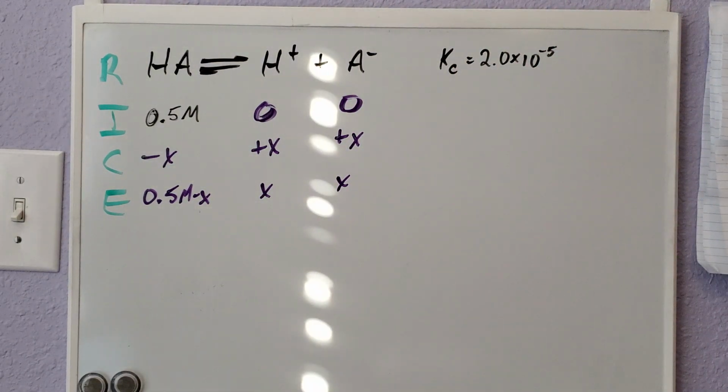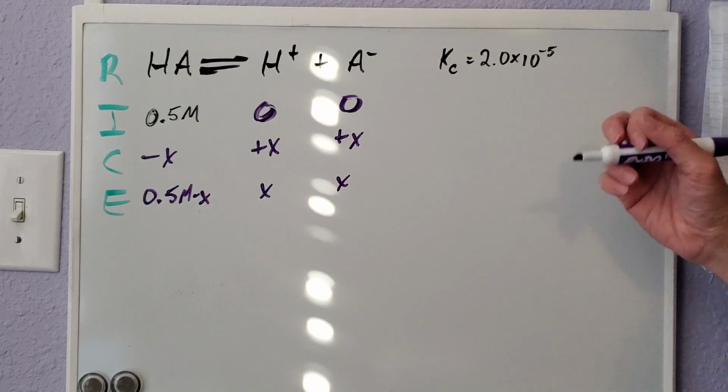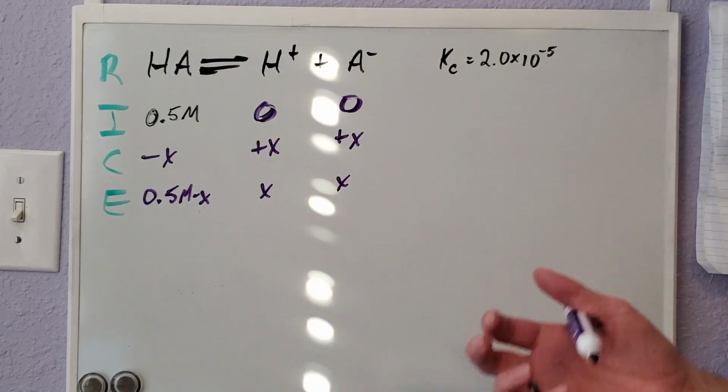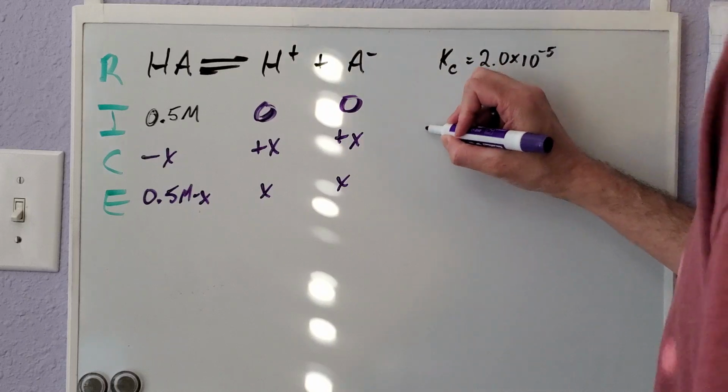Unfortunately, unlike the last problem, you have a bunch of x's here. I don't give you an equilibrium concentration to actually help you solve for x yet. And so there are a few additional steps that you have to take here. The next step, if you're completely stuck, is always to go back to the quotient.